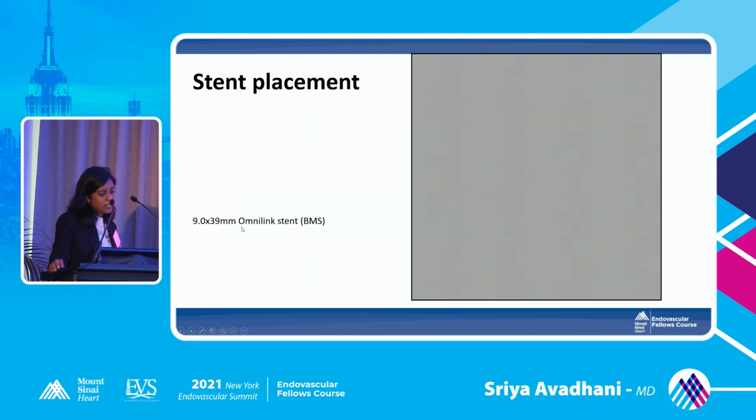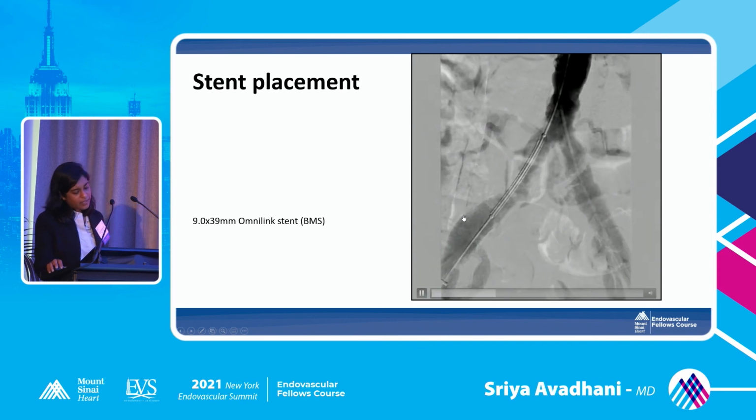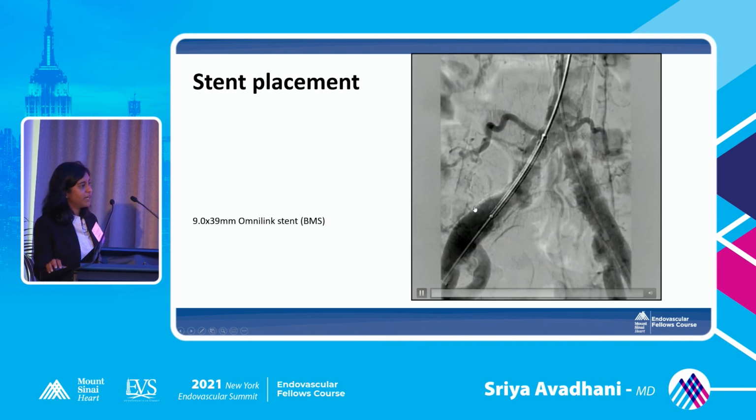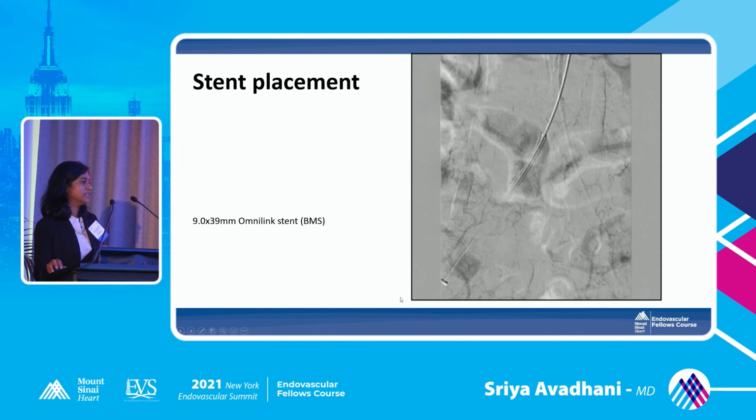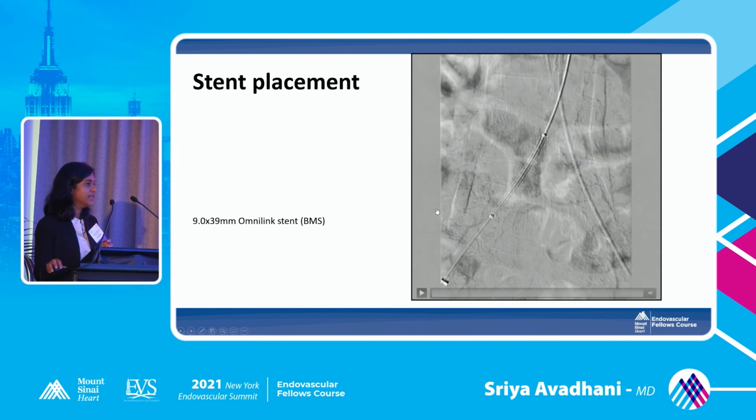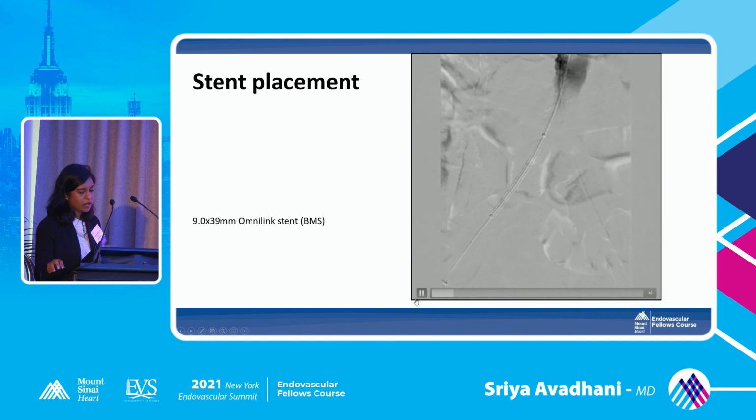And this was going back to our case. We actually ended up going with a bare metal stent, given the fact that we wanted to precisely land the stent, avoiding the aortic bifurcation. And we also were happy with the result we got with the Shockwave, and didn't feel like we needed a covered stent in this case. So we went with the 9.039 OmniLink.